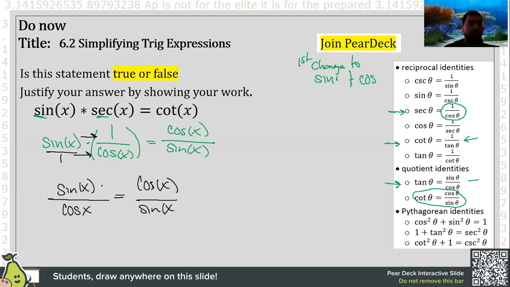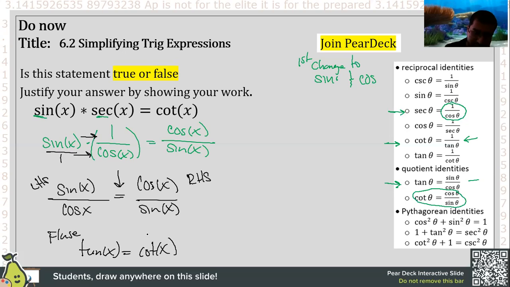Okay, so this right here is my solution. This is my left hand side. This is my right hand side. Now I want you to look at this. This equal sign is telling me that they are equal. Is this true? Well, unfortunately, it is false. This is not true. The left hand side does not equal the right hand side. In this case, we are saying tangent of x is equal to cotangent of x, and that is not true. So we need to make sure we put this little not equal sign.